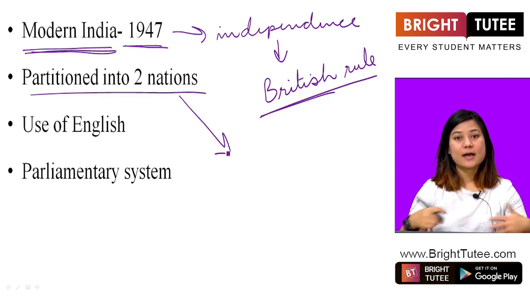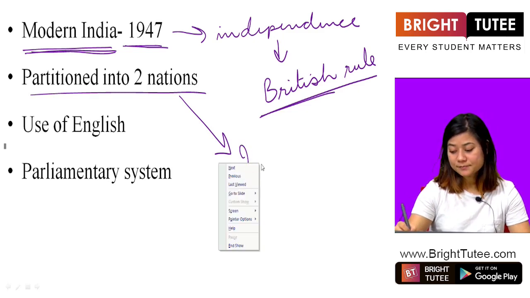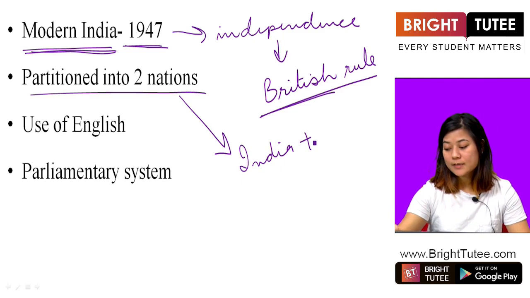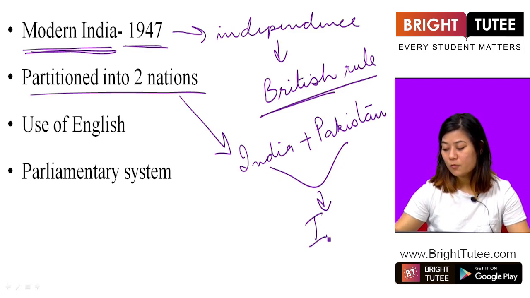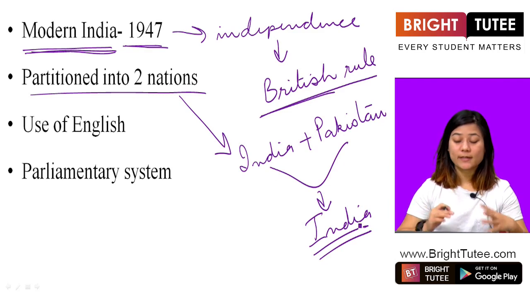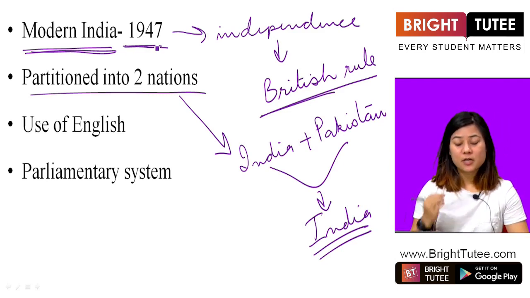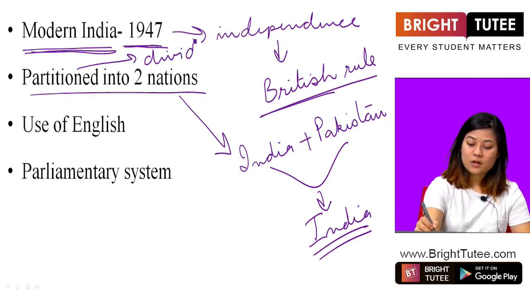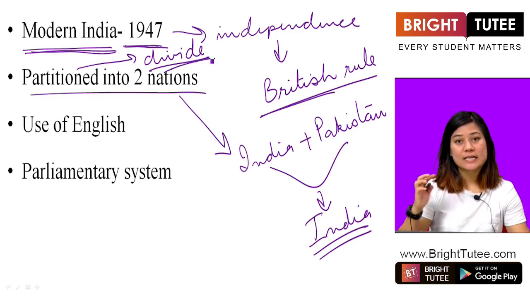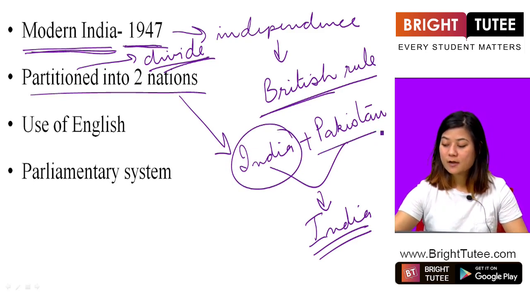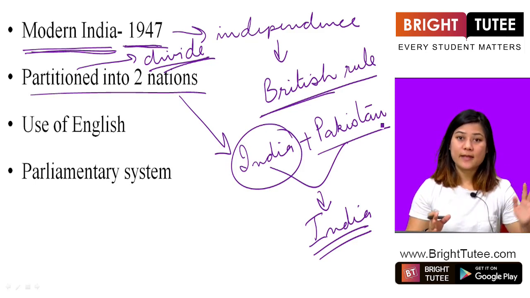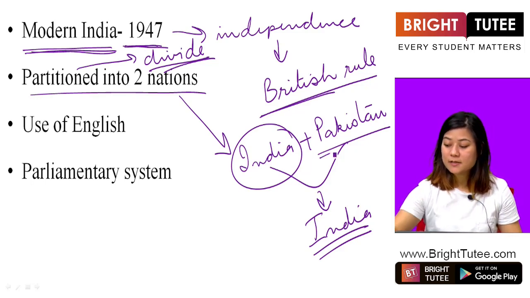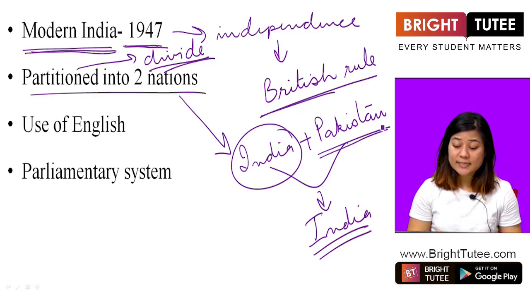So earlier India meant present day India plus Pakistan. These two formed what was known as India, one country. But in 1947, there was a partition. Partition means divide. The country was divided into two different separate nations. One was India and the other was Pakistan. So today when we look at the map, we see India, and on its northwestern part, we see another country, which is Pakistan, a neighboring country.